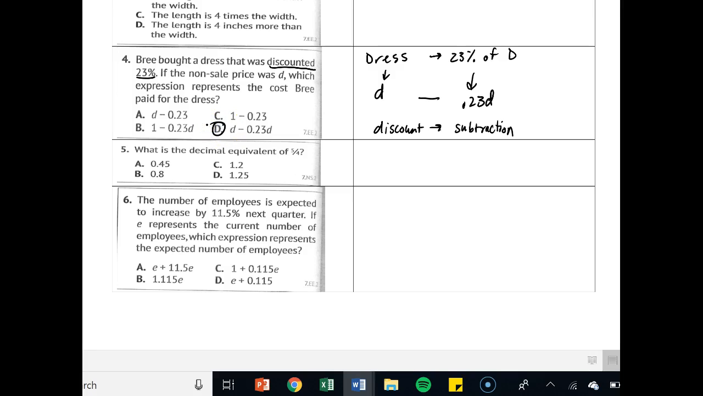I'm going to leave the rest on your own, but that's exactly how you want to be able to show work. Number 5 should be very simple, talking about equivalent fractions to decimals there. That's it. Call me if you have questions.